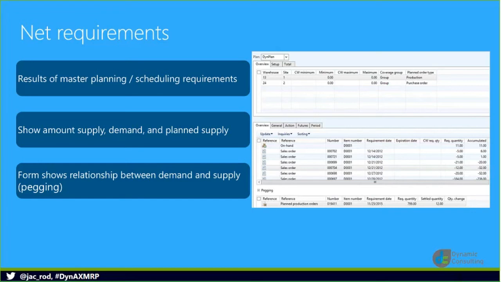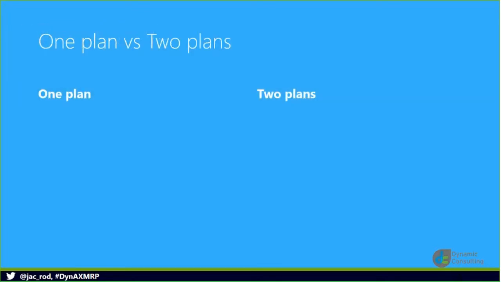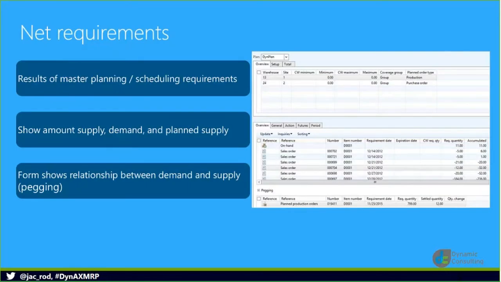And then, of course, in the bottom, since I have sales order 00704 selected, it shows the planned production order that is generated for that sales order. So again, let me just go back to this quick. This form is a very important form as far as understanding what master planning is doing for you.